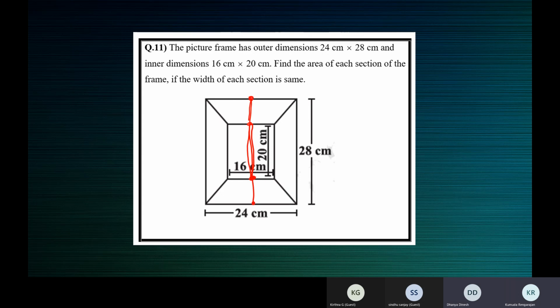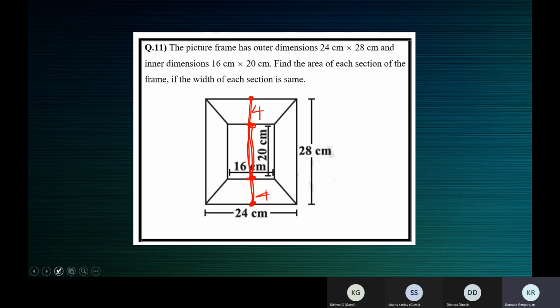20. So this full thing is 28. From here to here is 28, but from here to here is 20. What's the difference? 28 minus 20? 8, ma'am. 8. So 8 by 2. So this width is 4. The uniform width of the frame is 4 centimeters.